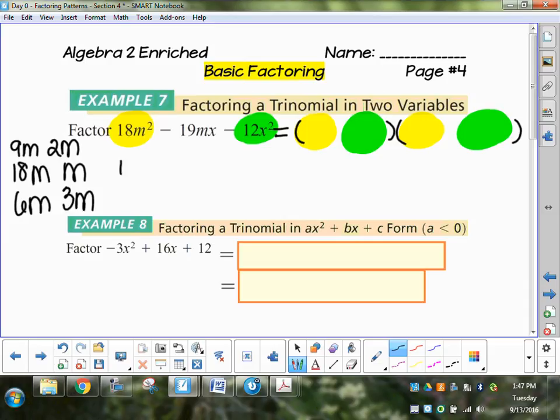Now, we're going to have a plus and a minus in there as well. How about candidates to get 12x squared at the end? 6m and 2m. Careful. Negative 6m. Nope. 6x and 2x. Who's got another factor pair? Hands up, please, and you tell me the last one.